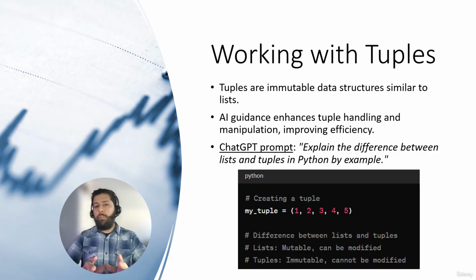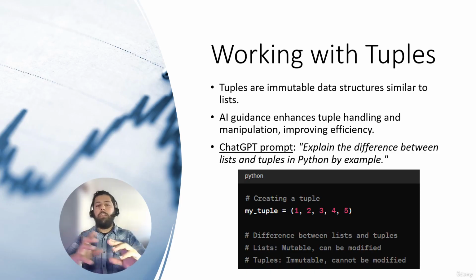Now, if you want to prompt ChatGPT to provide us information about tuples, for instance, or say you want to understand the difference between lists and tuples, well, AI guidance is more than qualified to do so. So if I were to simply ask ChatGPT to explain the difference between lists and tuples in Python by example, it'll give me an example of a tuple here. It shows me a tuple and how to create it. In parentheses, it prints out 1 to 5, similar to the former example in the past video on lists. So in this case, we're looking at tuples.